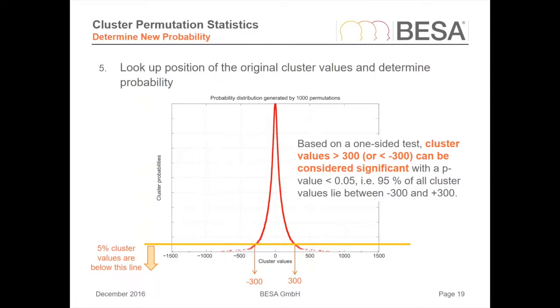So if my cluster value is outside this 300 or minus 300 value, then I can consider it as a significant value.